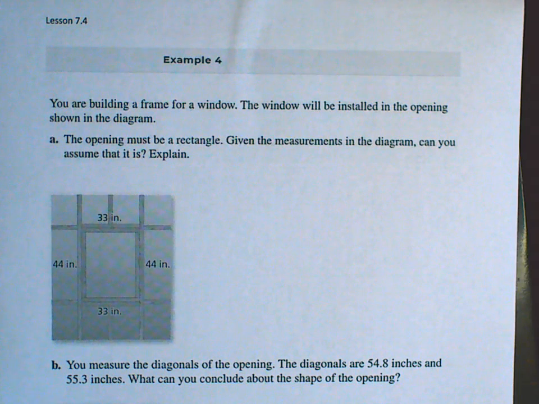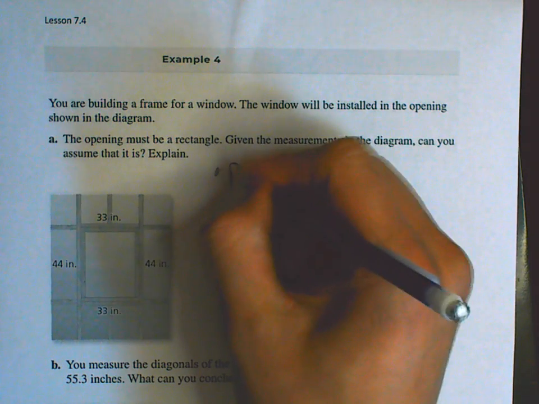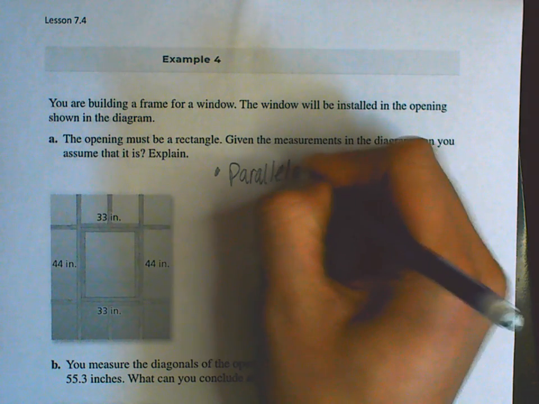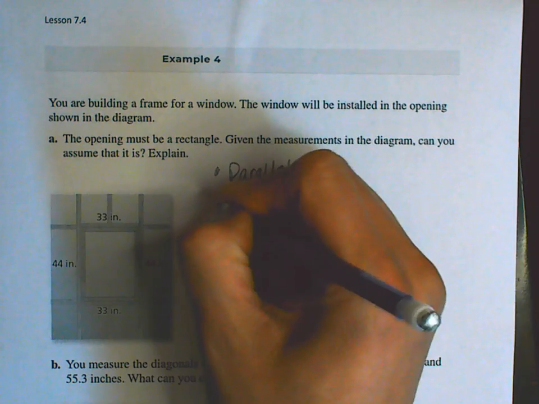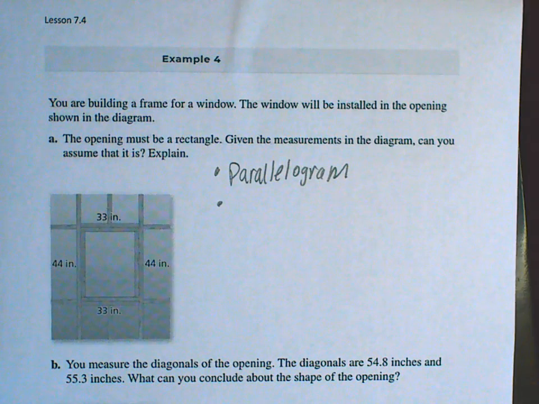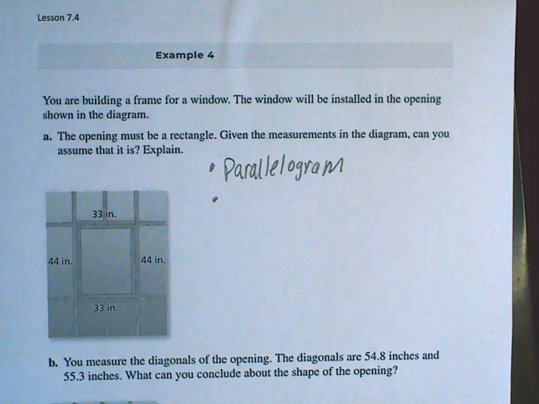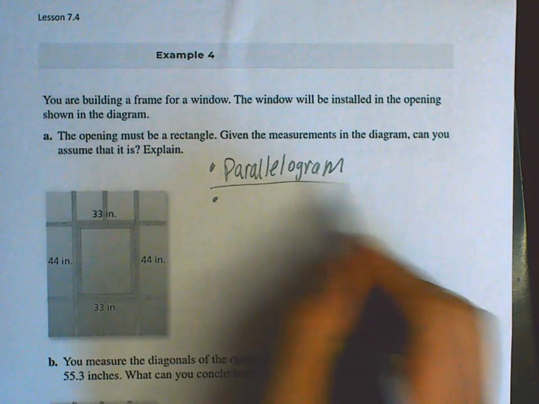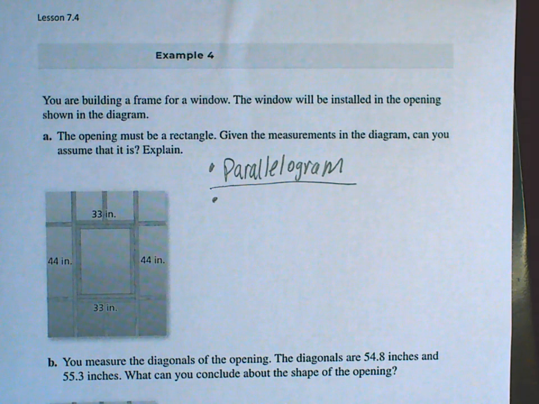Well, here's the thing. The only thing that you know is that the opposite sides here are going to be congruent. So you know for sure this is going to be a parallelogram. In order for this to be considered a rectangle, you will need to know if the diagonals are going to be congruent or not. According to this, you have no information that tells you that. So you can only assume that this is going to be a parallelogram, and that's it. You cannot assume that it's going to be a rectangle.